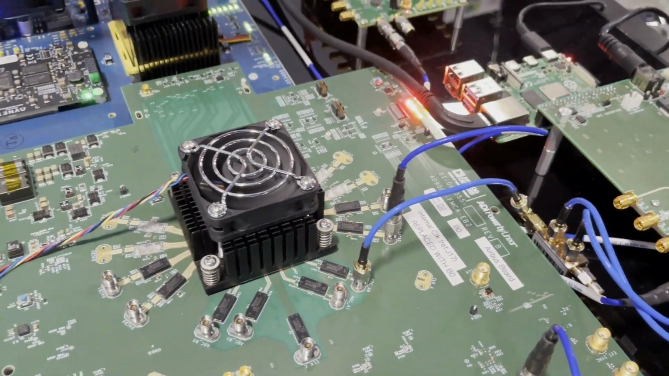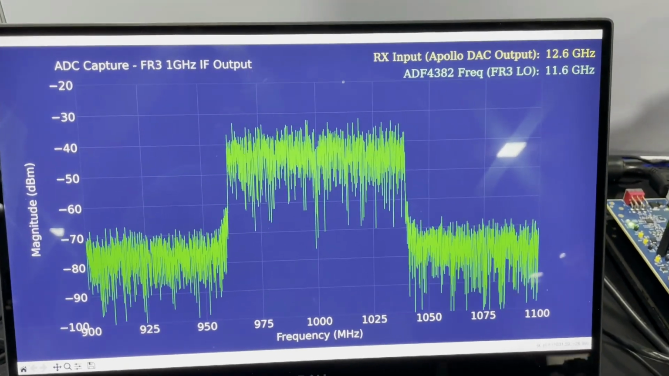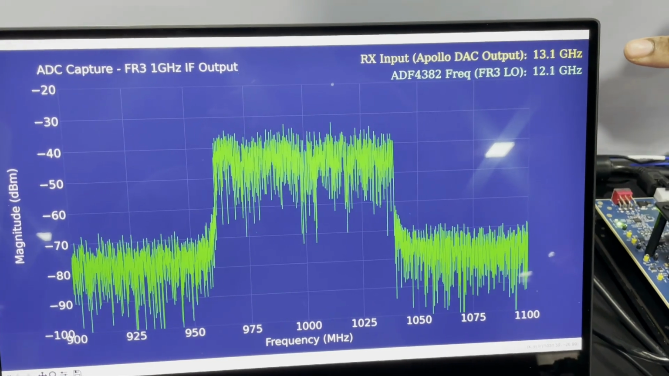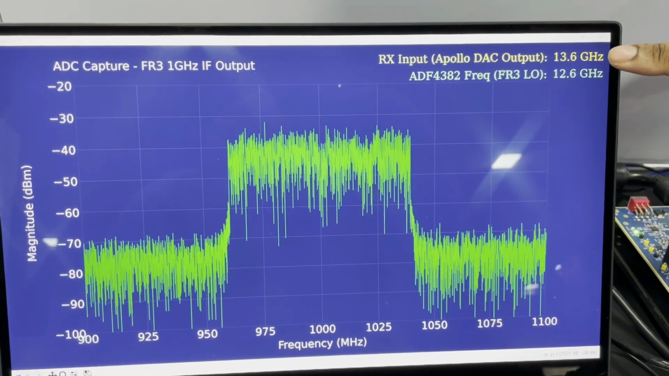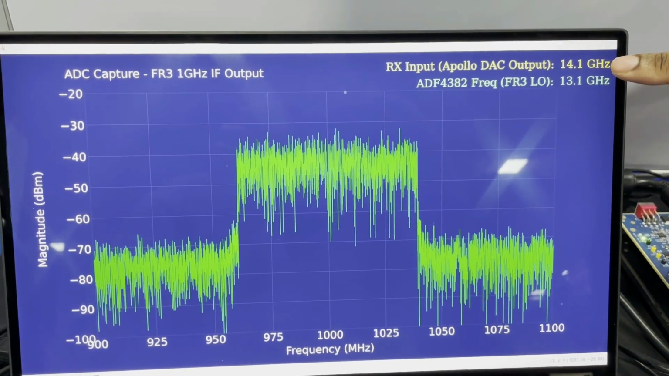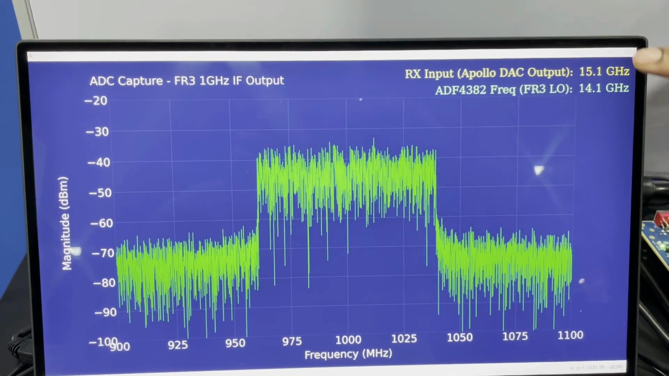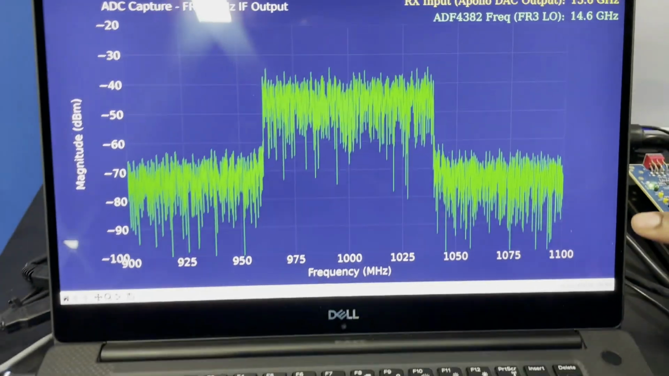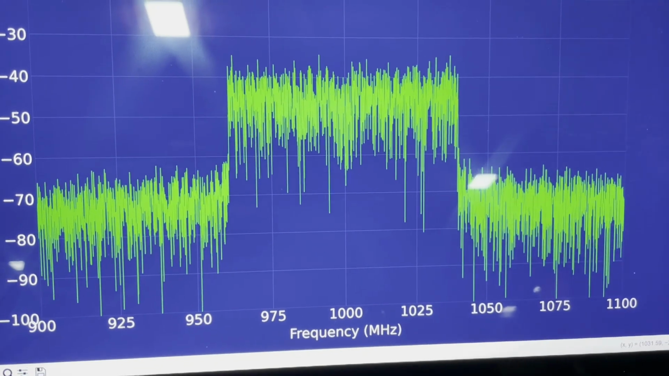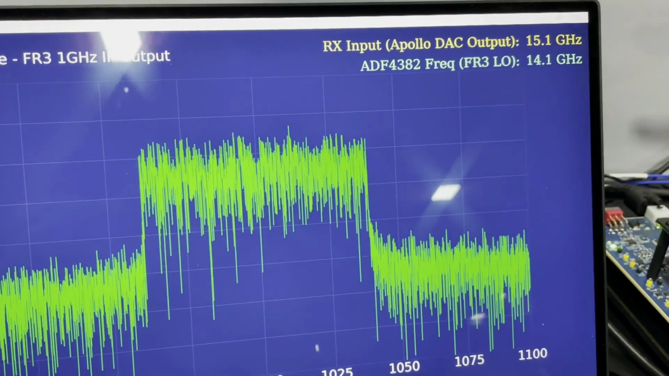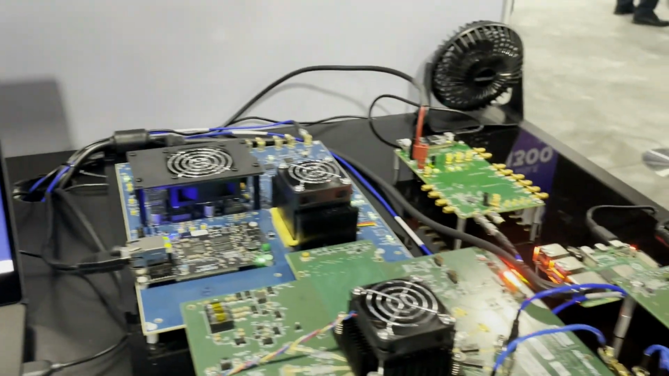So if you span over to that capture over here, this is the ADC capture from the Apollo MXFE. And you'll notice on the top right-hand side that the frequency on the DAC and the frequency of the LO is always sweeping. So it's sweeping at 500 megahertz steps, but it's always keeping that 1 gigahertz IF. And you'll notice on the capture, you have it centered at exactly 1 gigahertz. And you'll notice the SNR of the waveform is pretty steady, even at higher frequencies. And it really shows the spectrum analysis capabilities of the whole system.